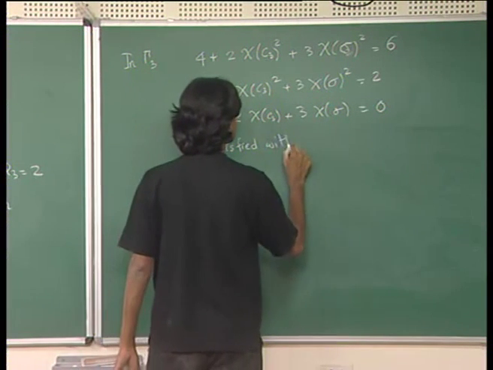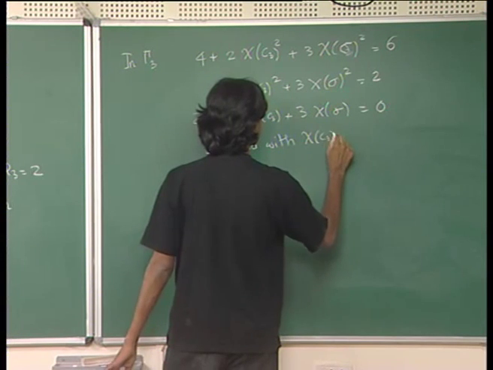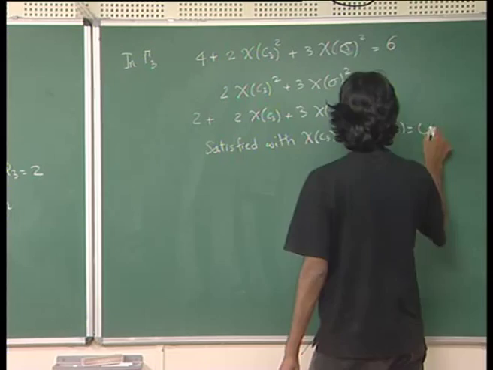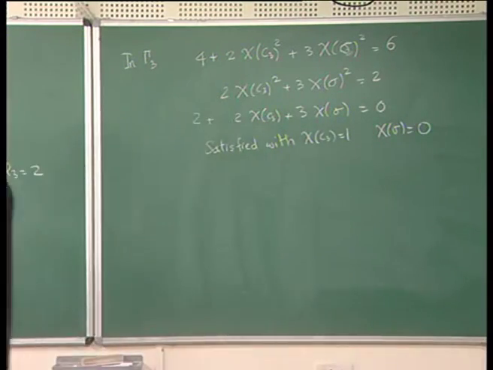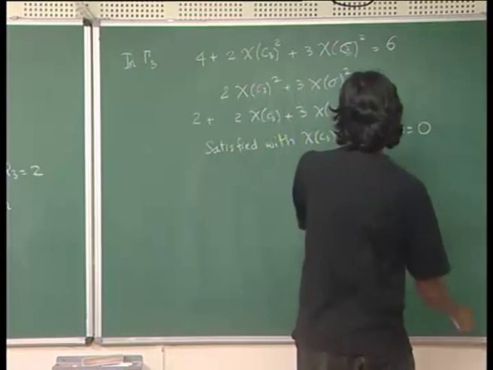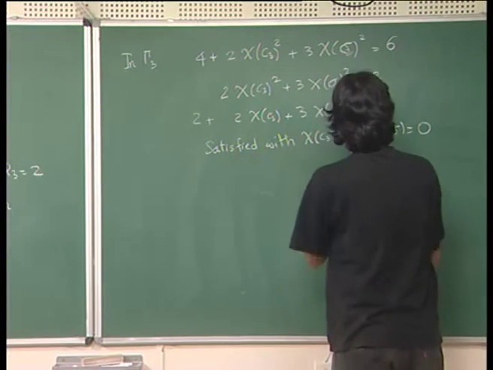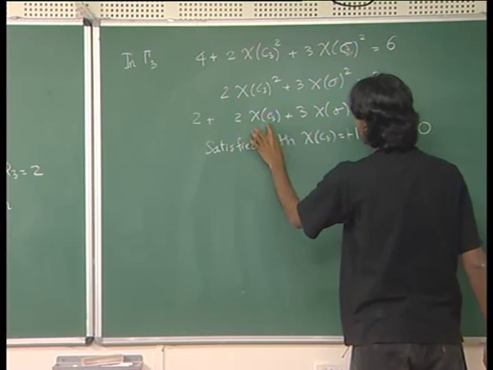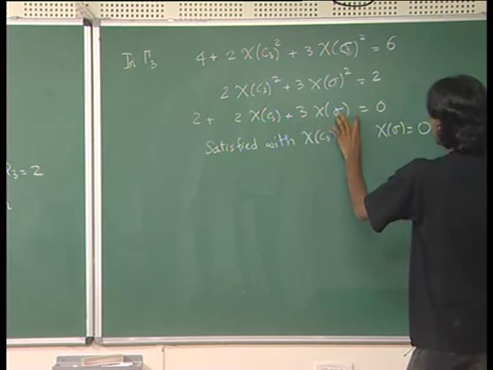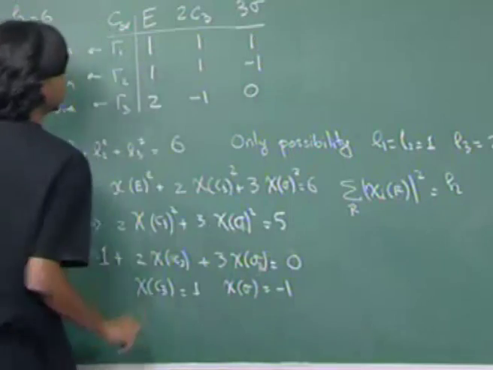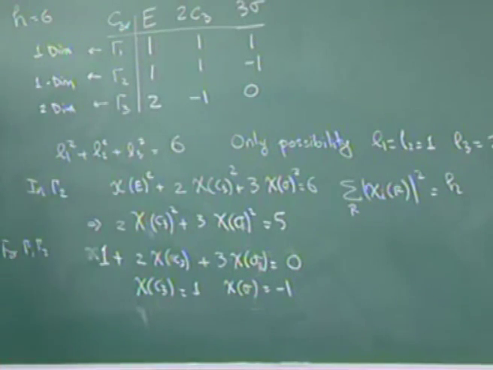Clearly this is satisfied with chi C 3 equal to minus 1, sorry, minus 1, and chi sigma equal to 0. So, if this is minus 1, then 2 plus minus 2 gives 0, and this is 0, so it does not affect. So, what we conclude is that this should be minus 1 and this should be 0, and these are the 3 irreducible representations, and these are the characters of the representations.